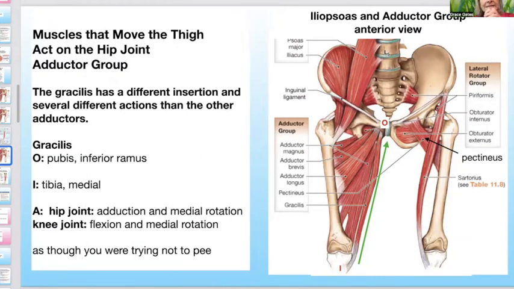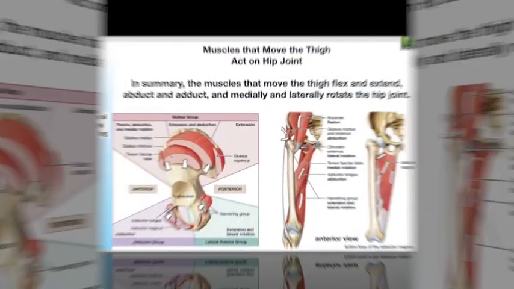The gracilis has a different insertion and several different actions than the other adductors. The gracilis has an origin on the pubis, the inferior ramus, and an insertion on the medial tibia. Because it crosses two joints, we can say that at the hip joint, it causes adduction and medial rotation, and at the knee joint, it causes flexion and medial rotation. I think of how you would be standing if you had contracted gracilis, as though you were trying not to pee, with your hip joints adducted and medially rotated, and your knee joint flexed and medially rotated.